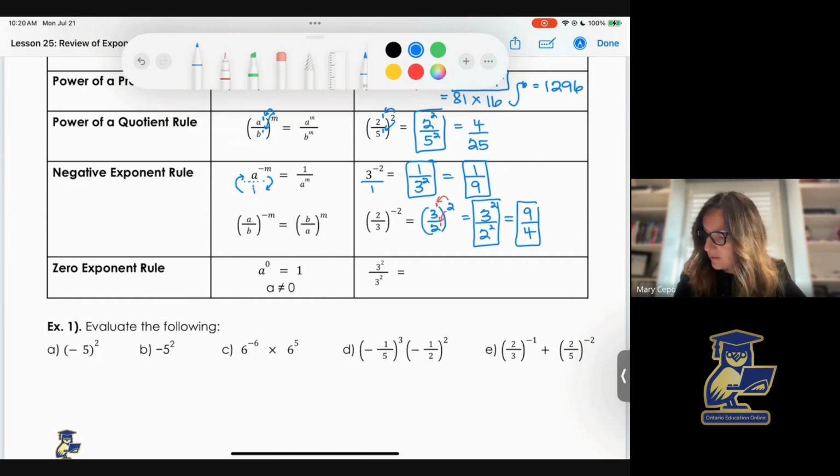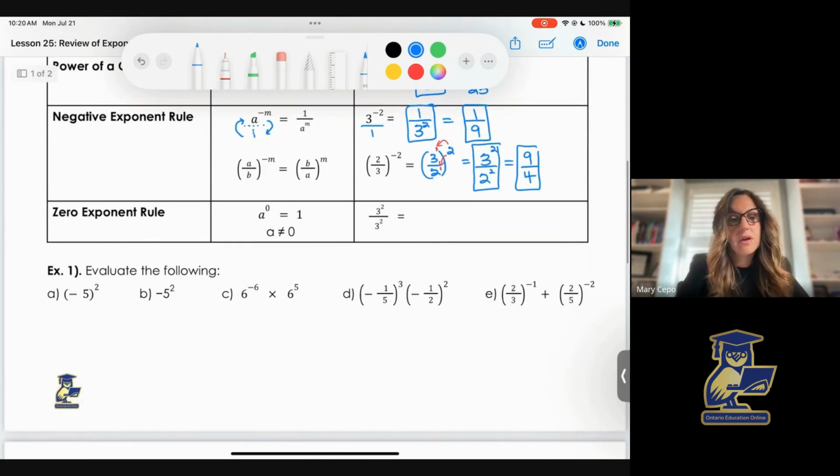And last but not least, we have the zero exponent rule. That rule tells us any base to the power of 0 is always going to equal 1. So base a to the exponent of 0 is equal to 1. Your base can be any number, it just cannot be 0.